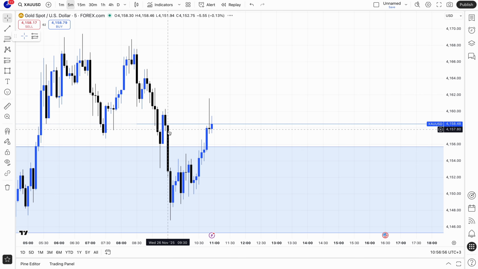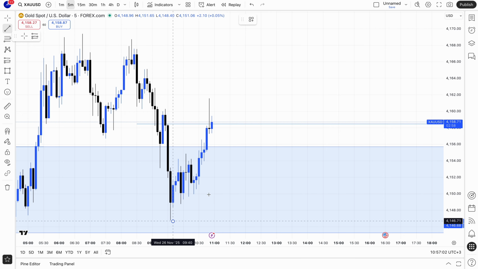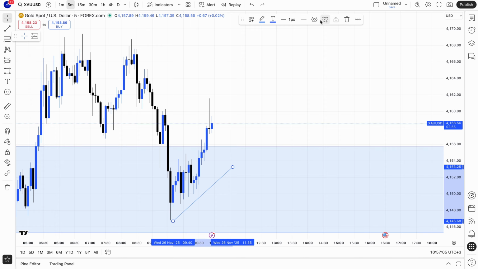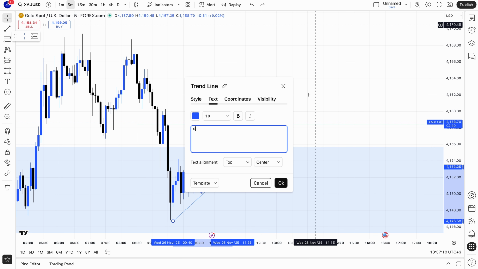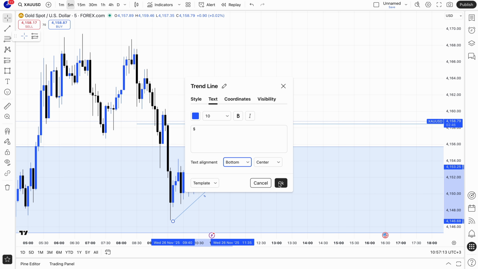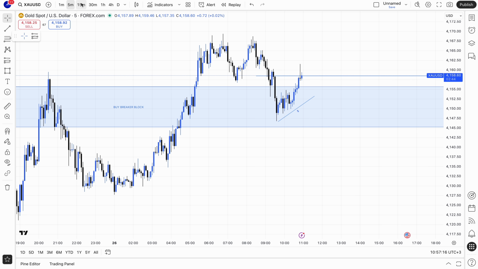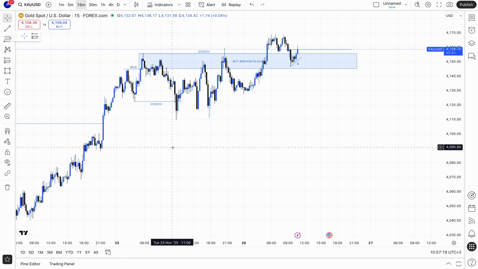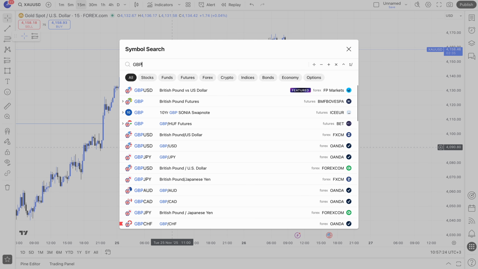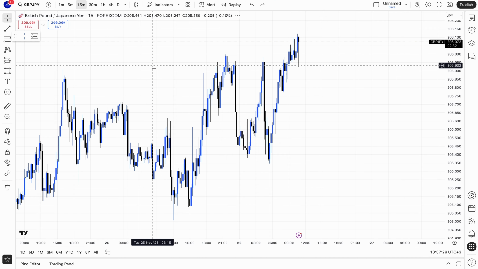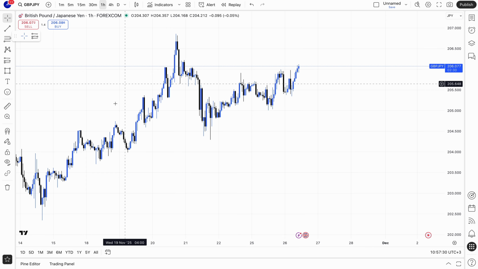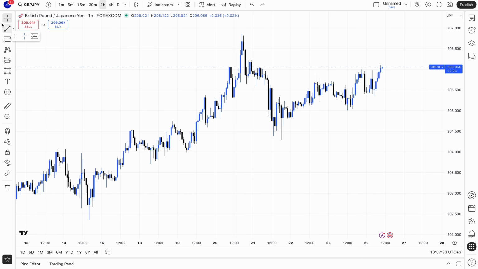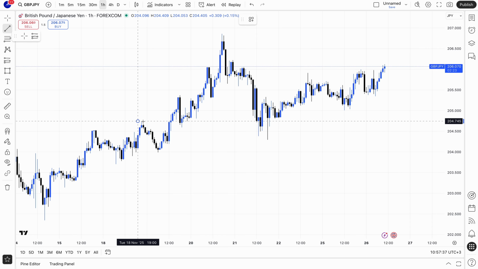Let's go on 5 minutes. We still have plenty of liquidity, and I would prefer this liquidity to be swept. Then I look for buys, continuation to the upside. Then DJ, sorry. For 1 hour, you can see price moving up.